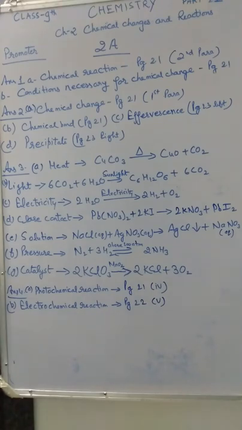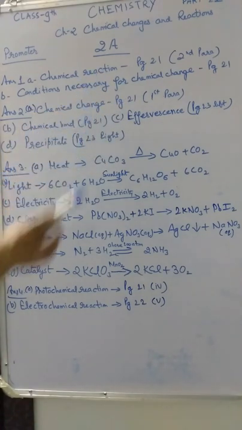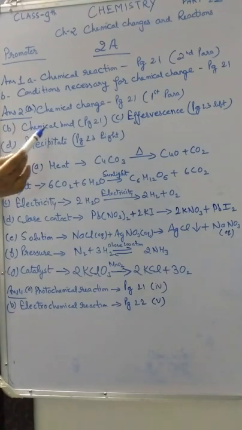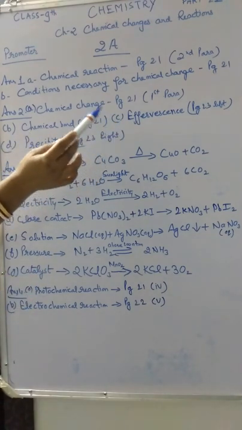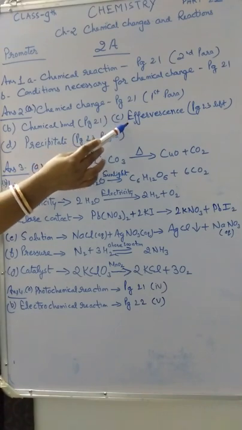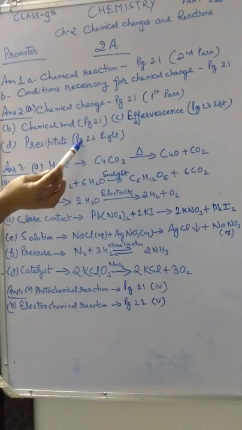Now second question, define the following terms. First one is chemical change. You will get this answer on page number 21, first para. Second one is chemical bond. This answer also you will get on page number 21 only. Third one is effervescence. On page number 23, left side, you will get the meaning of effervescence. Fourth one is precipitate. You will get it on page number 23, right side.